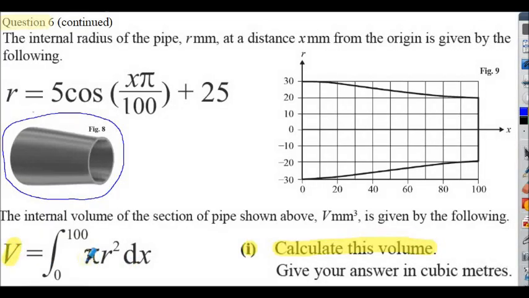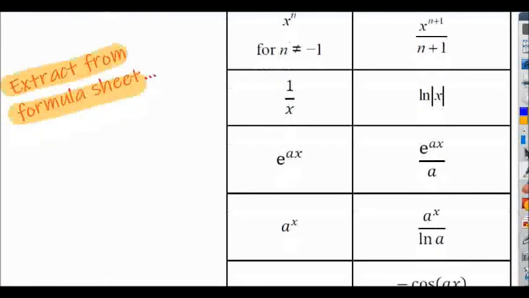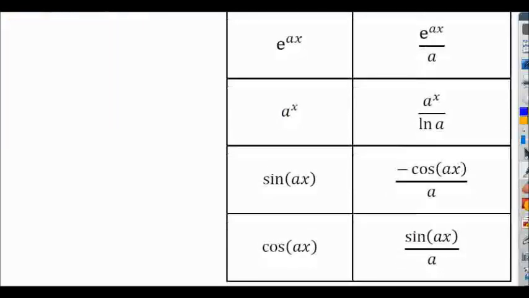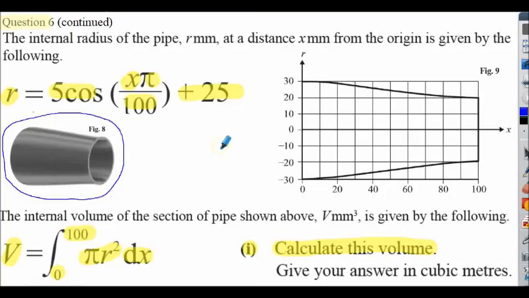Standard formula is pi r squared integrated with respect to x between the limits of 0 and 100. Given above, we have r as a function of x. So that's the expression we're going to integrate with respect to x. Here's an extract from our formula sheet showing the table of indefinite integrals. Solution shown on the following slide.